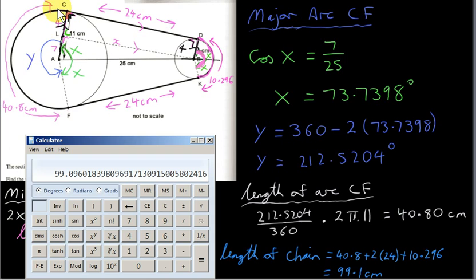So to get the length of the chain, we take this arc here, 40.8, add it onto twice the length of the two straight parts. That's 2 times 24, and then we add on the length of this arc here, which is 10.296. So I get 99.096. Now to 2 decimal places, we add 1 onto this 9. We get 99.10 centimeters, or 99.1 centimeters.